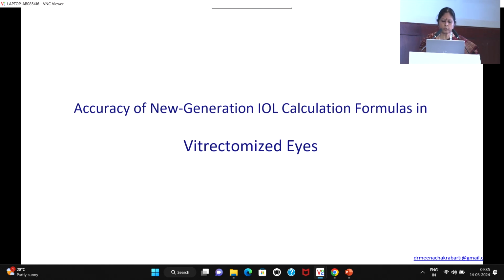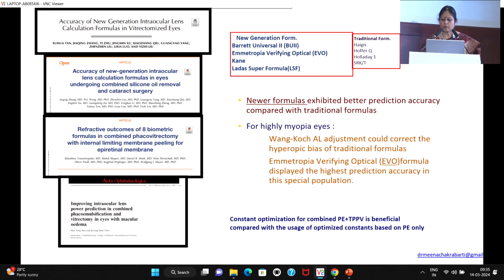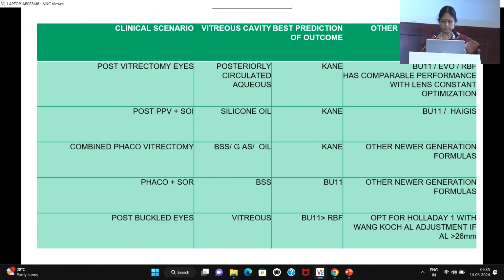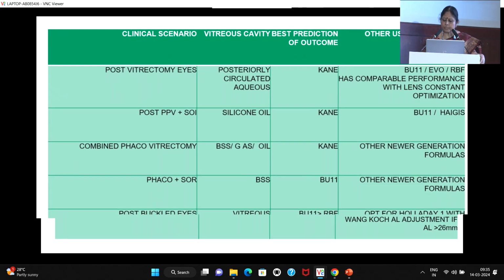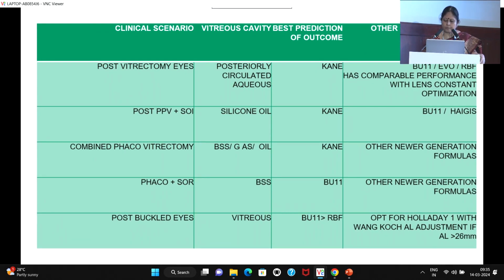A lot has been talked about the accuracy of the new generation intraocular lens formulas. The newer formulas exhibited better prediction accuracy compared to traditional formulas, and these are the various situations that I talked about. The Kane formula works best in almost all the situations, except when you do a phaco with silicone oil removal, where the Barrett Universal 2 has been found to be better than the Kane, and in post-buckle eyes, the Barrett Universal 2 is better. If you have an eye with an axial length of more than 26 millimeters, it would be ideal to opt for the Holladay 1 with the Wang-Koch axial length adjustments.